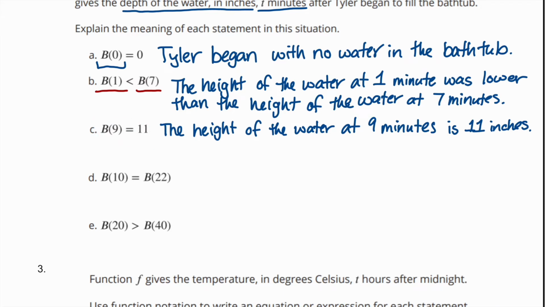Our next statement has two representations of output values equal to each other, but they're not telling us what the value of our output is. So for this case, we're going to say that they're equal to each other. So the height of the water at 10 minutes, we're going to say, is the same as.